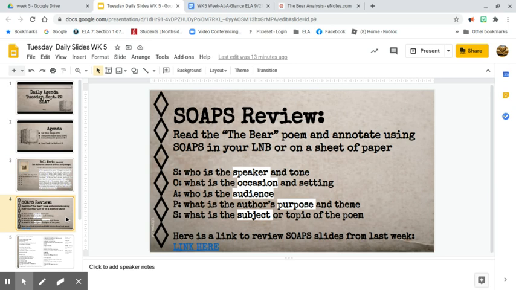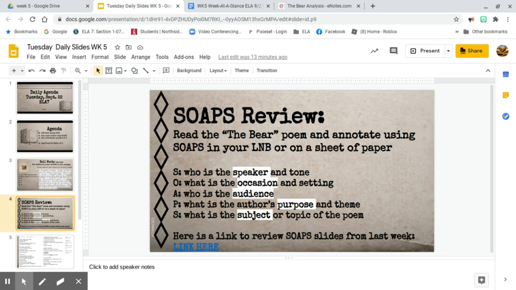So now we're going to read a poem called The Bear. It's actually just an excerpt from a longer poem. And you are going to annotate the poem on a sheet of paper or in your L&B, and you're going to use the SOAPS analysis tool. You're going to tell me who the speaker is. And when we decide who the speaker is, we should identify the tone of the speaker. Remember, tone is the emotions within the poem of the character or the narrator.